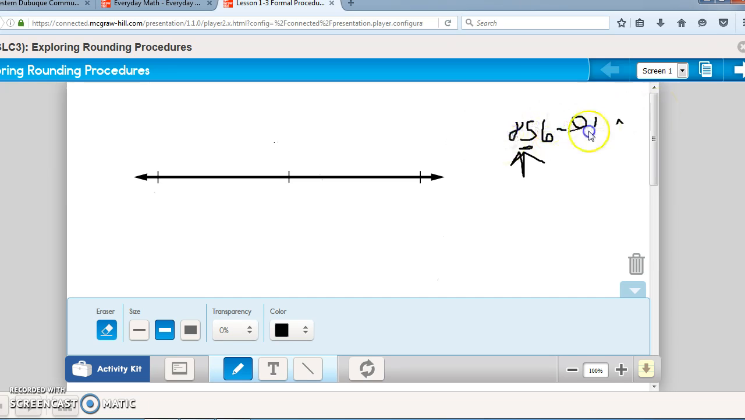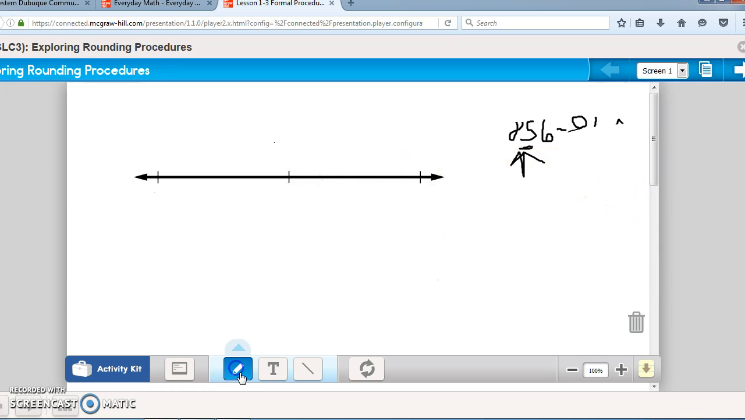Let me try to get this to work here. For some reason it's not allowing me to. Maybe I got to undo the eraser and now push the pen. I may not have done that.